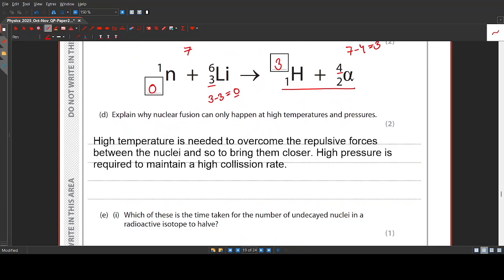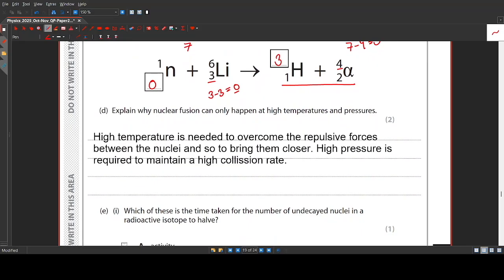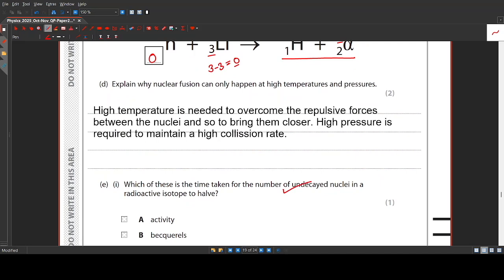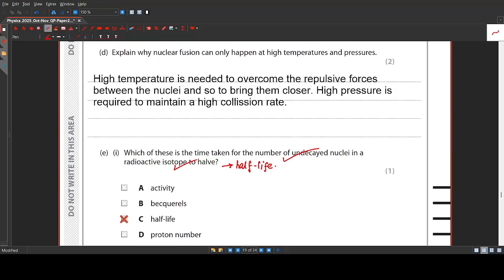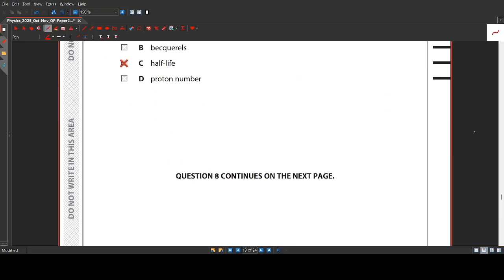All right. Which of these is the time taken for the number of undecayed nuclei in a radioactive isotope to halve? So that mainly refers to half-life. The time taken for the number of undecayed nuclei in a radioactive isotope to halve is basically the half-life. It is basically the definition of half-life. They have just jotted down the definition of half-life. Okay, so just choose half-life from these options.